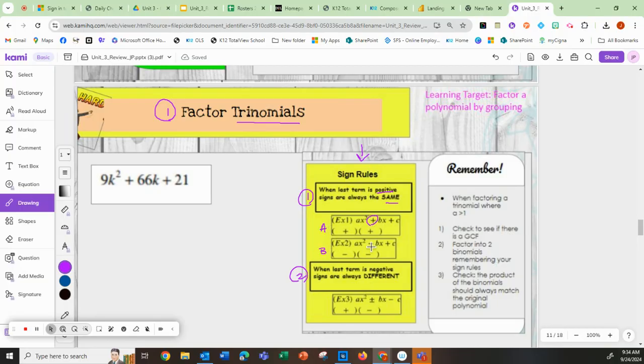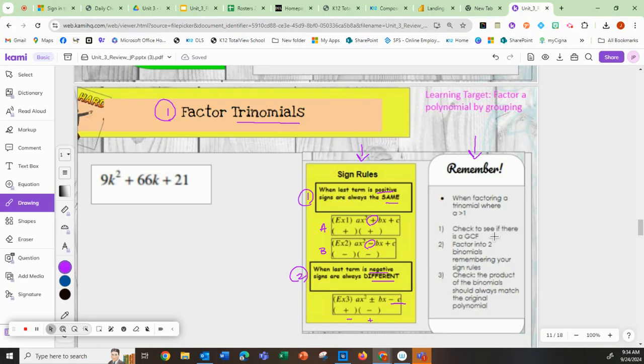They'll be minus minus when your middle sign is minus. And then the second rule says when the last term is negative, the signs will always be different. So again, you're looking at this last term. If it's negative, it's either going to be plus minus, or it could actually be minus plus. We'll look at a couple examples. And then we're going to follow these directions.